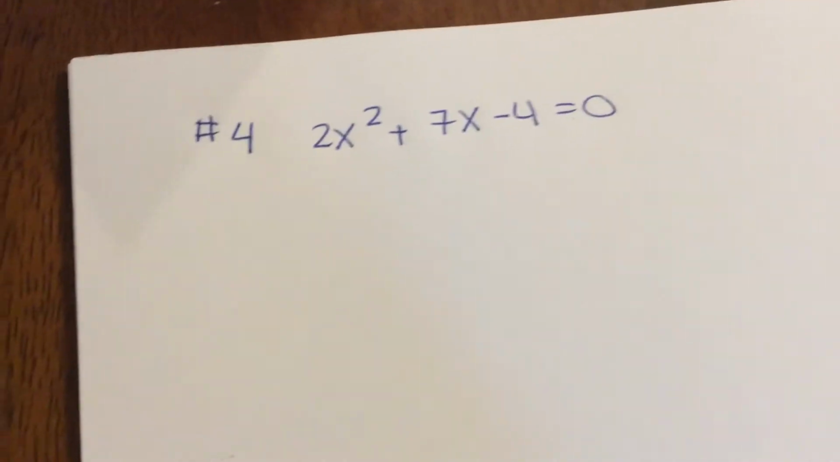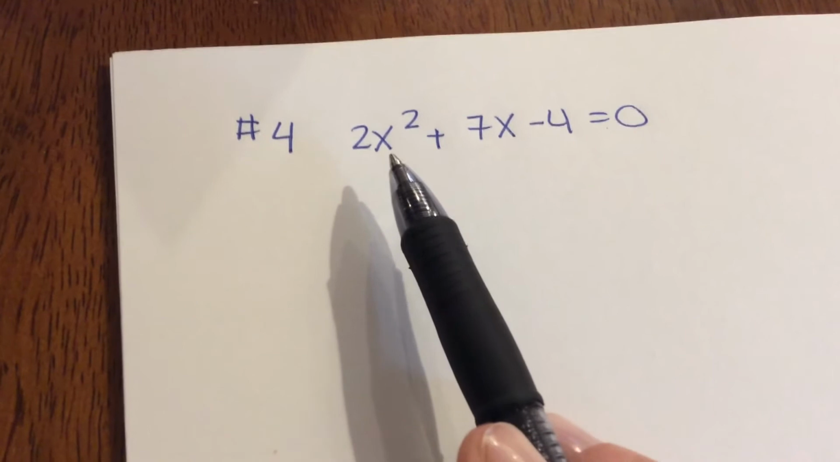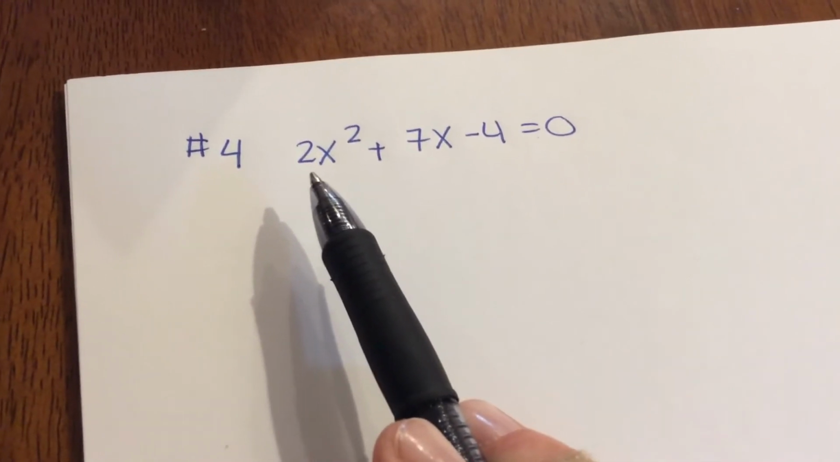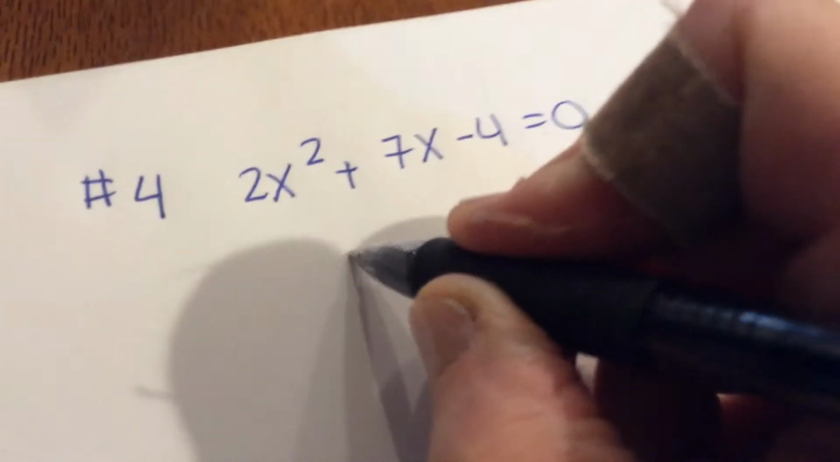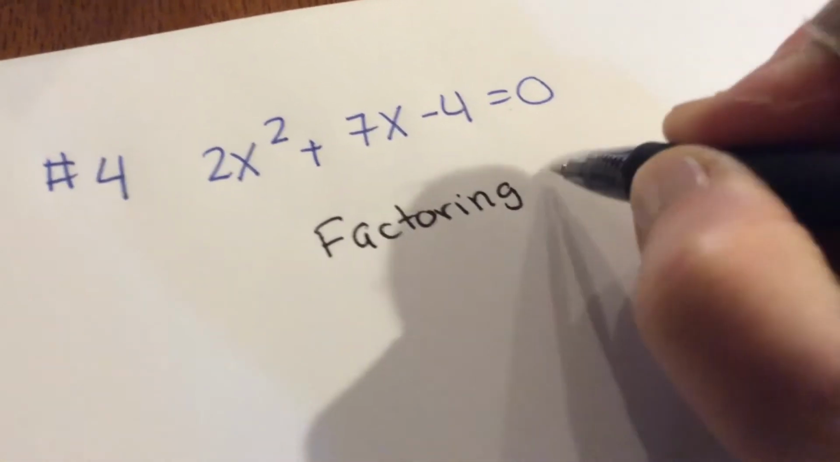When you have a quadratic that has a coefficient in the x squared term that is not a 1, how do you go ahead and find the roots besides looking at Desmos? To do that, we're going to do something called factoring by grouping.